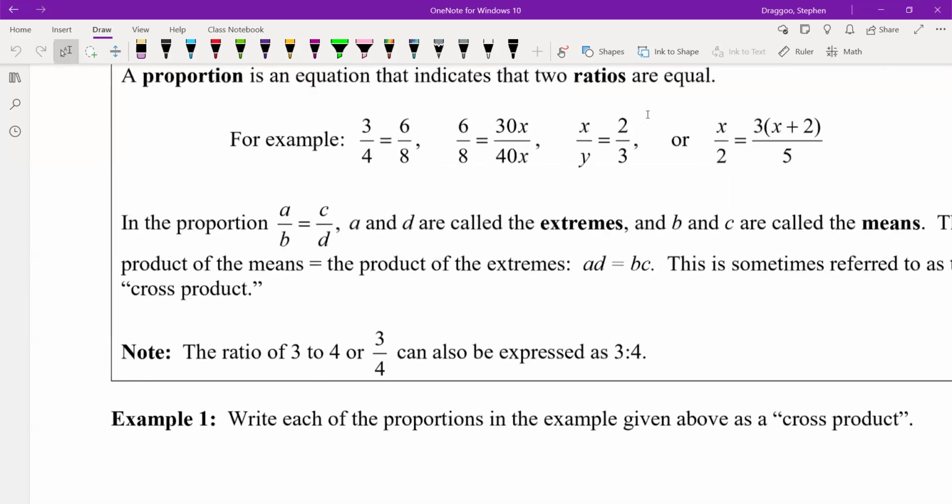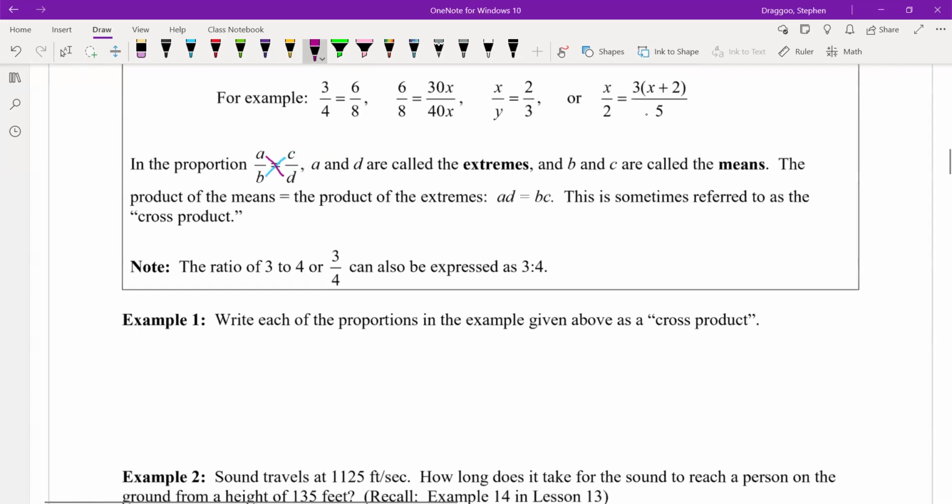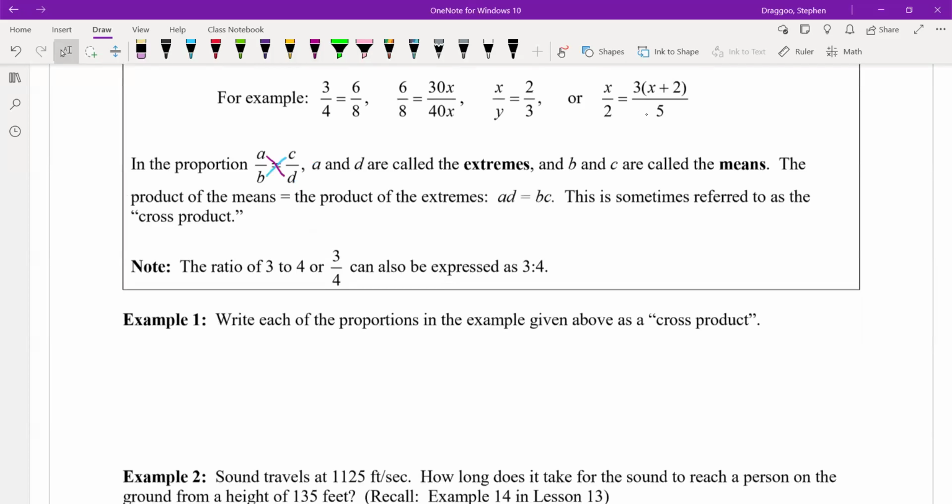So that cross multiplication usually works by looking at this cross, where I multiply the numerator of one side with the denominator of the other side, and then get to set them equal. So if we're going to take that example at the top and rewrite each of those proportions as their cross product, then for 3/4 over 6/8, I'm going to get 3 times 8 equals 4 times 6. 3 times 8 is 24, and 4 times 6 is 24. Roughly, that's going to be cross multiplication.